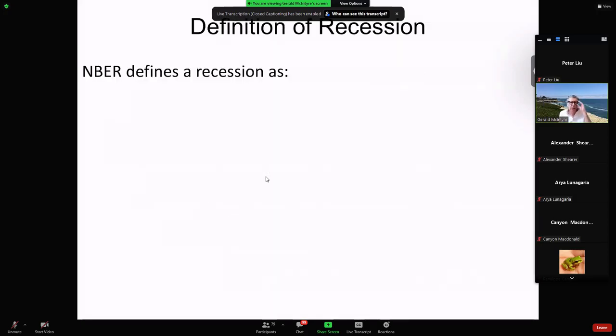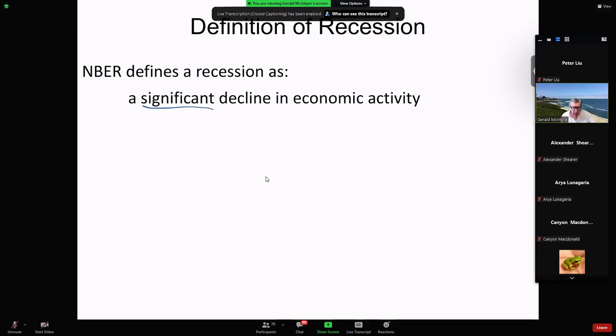Okay. So to dig down further, how does the NBER declare these particular dates? It declares a recession starts when there's a significant decline in economic activity. The key word here is significant. It can't be a tiny little blip on the chart. If you look back on the previous slides, there are always some kinds of fluctuations in the US economy.